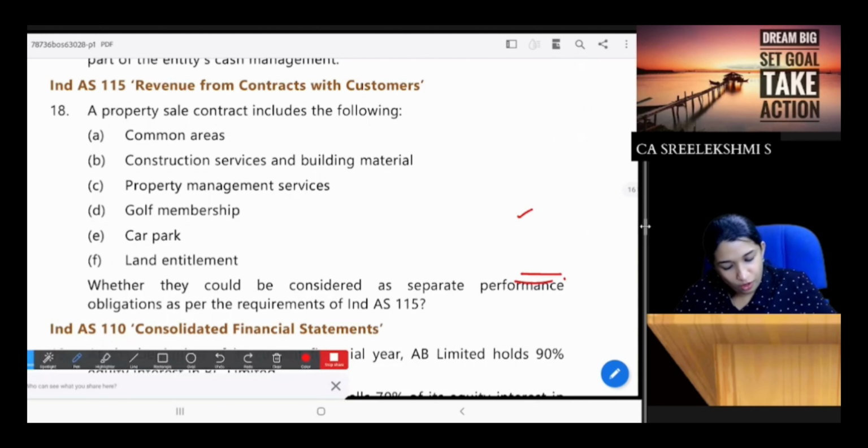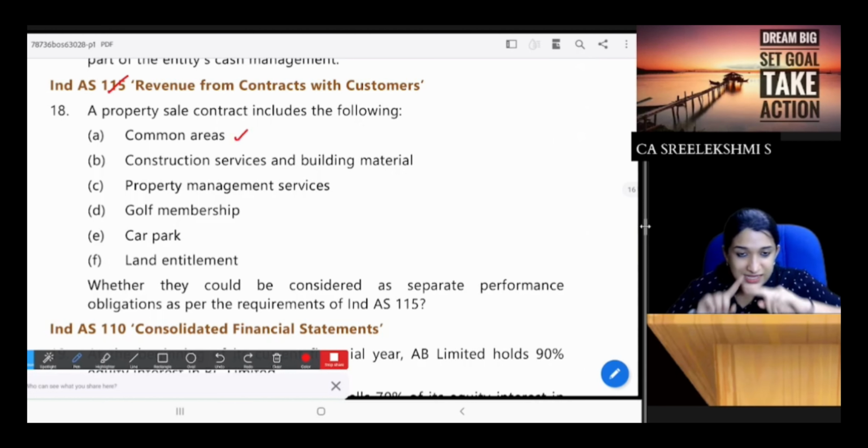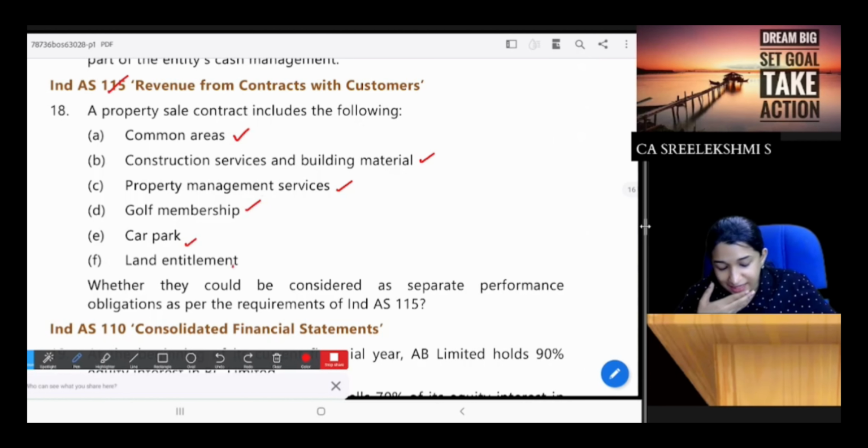There is a sale contract, a property sale. Maybe you are the builder and you are selling a flat. There is a common area, and that sale contract includes the common area portion. We'll also be giving construction services and building material, which are part of the cost. Then property management services, golf membership, car parking, land entitlement. Whether they could be considered as separate performance obligations.